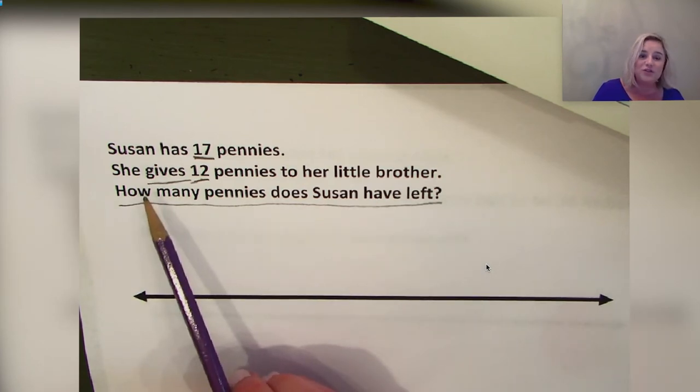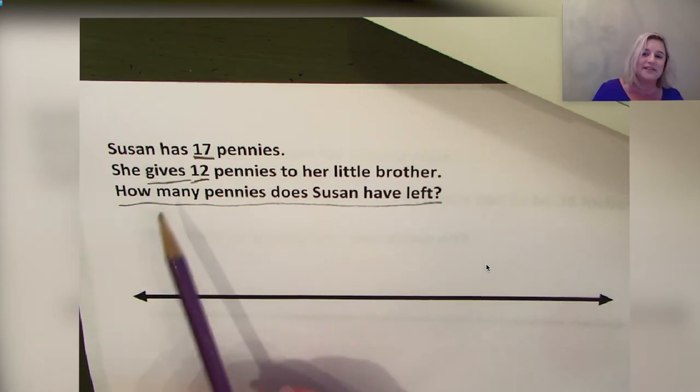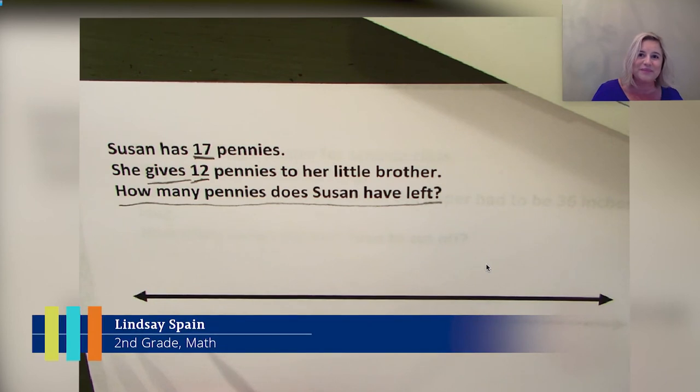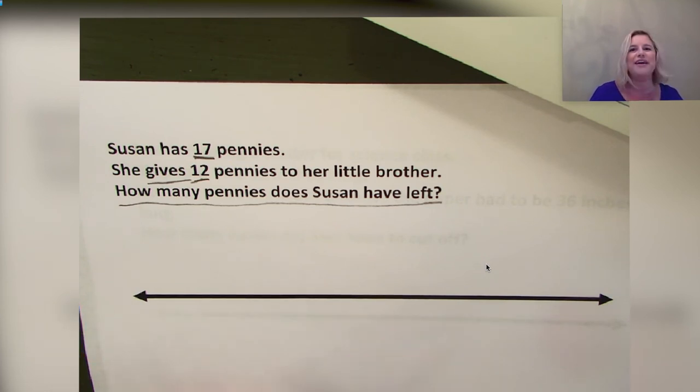Since she's giving 12 of them to her little brother, this tells us that she's subtracting. So how are we going to solve this problem? Very good. We're going to subtract the pennies Suzanne gave to her little brother. Start with your number line. Like before, draw a horizontal line with 2 arrowheads. Do not forget to label your 5 hash marks.